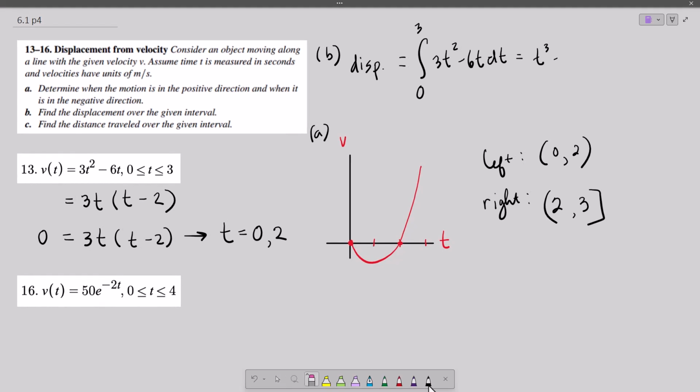Let's see. I'm losing my mind. Board jumping. That does not look like a 0. Let's switch. There we go.